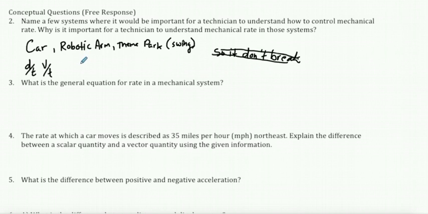Robotic arm, this is probably going to be distance over time as well. So you don't want that robotic arm going too fast because it could ruin the thing that it has a hold of, or it could not be able to keep up with the rest of the people or the machines. And a theme park would obviously be, you don't want the rides going too fast because it could endanger the people that are on the ride. Okay, so general equation for rate in a mechanical system, you could look that up. We talked about that in the last slide.